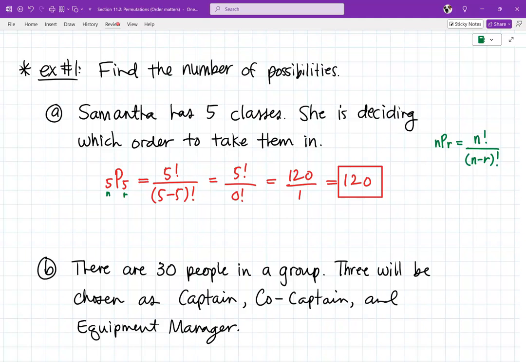So you would just press 5 and then shift and then times to get the nPr, and then 5 again and then hit equals. And that should give you the same answer, right? So you can just do the shortcut. You don't have to do this part, okay? That's why I'm showing you the shortcut, so it could be a little faster for you. So you're gonna put 5 permute 5, or you can work it out by hand, or you can just press the buttons. It should give you the same answer of 120.